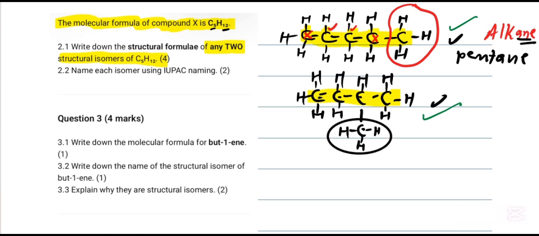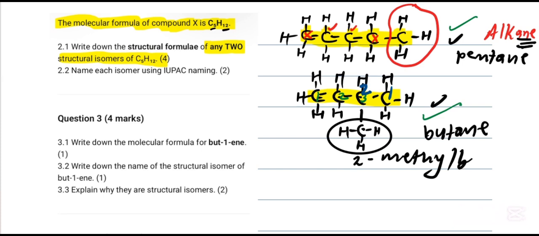1 2 3 4, which means the longest continuous chain has 4 carbon atoms. This one is a branch. So if you have 4 carbon atoms, it's but, and since it's an alkane, butane. Then the branch is methyl, because it has 1 carbon atom. We number so that the branch gets the lowest number, carbon number 2, which means it is 2-methyl butane, 2-methyl butane. So we see the name there.